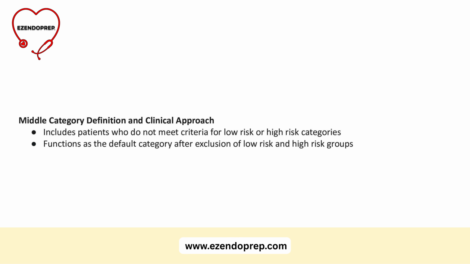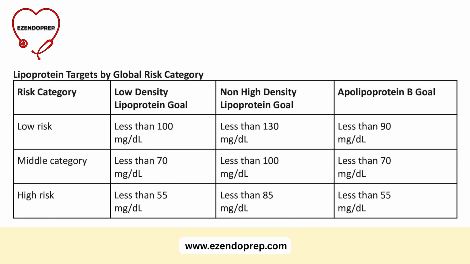Now let's define the middle category. If a patient does not meet criteria for low risk and does not meet criteria for high risk, then they fall into the middle group. The targets here are easy to remember. LDL should be less than 70, non-HDL should be less than 100, and apoB less than 70 milligrams per deciliter.